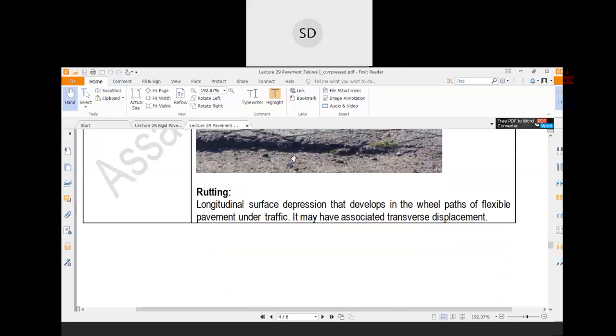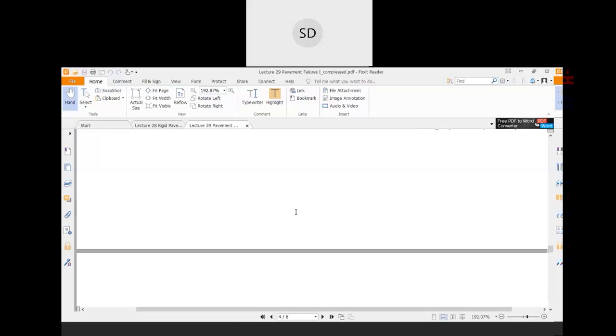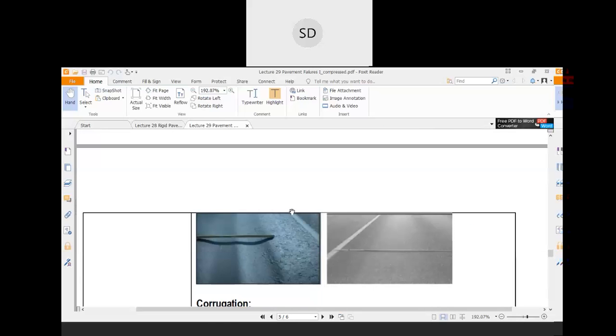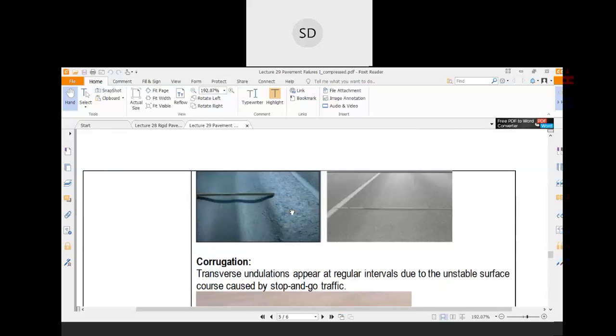Then another failure comes that is called rutting. Rutting occurs due to the compressive stress in the subgrade layer. Rutting is generally a longitudinal surface depression that develops in the wheel path of flexible pavement under traffic. This rutting is associated with the compressive stress and that is a permanent failure. Excessive rutting may lead to potholes and other types of permanent failures.